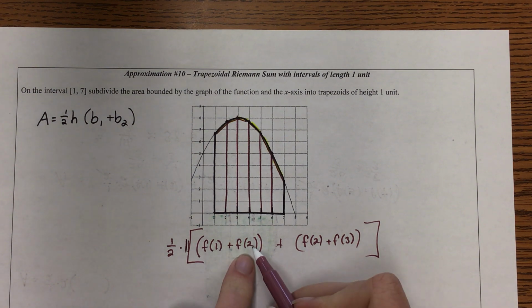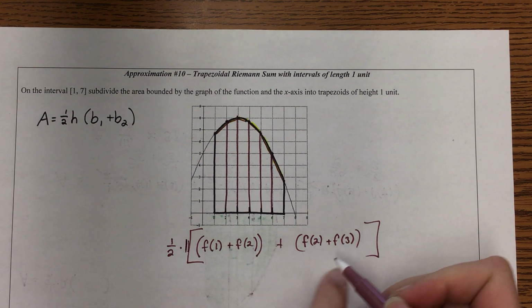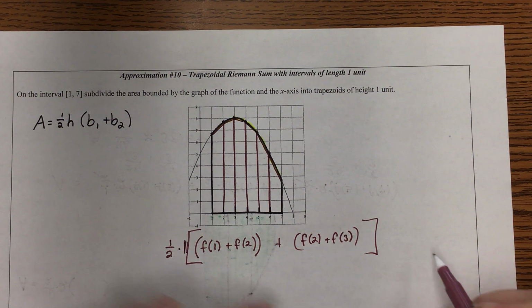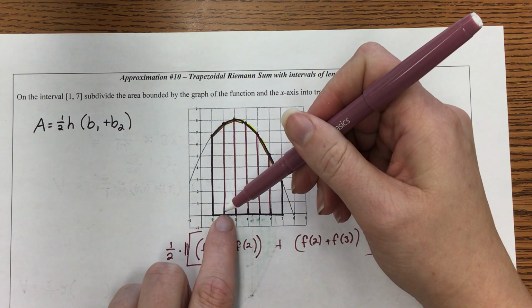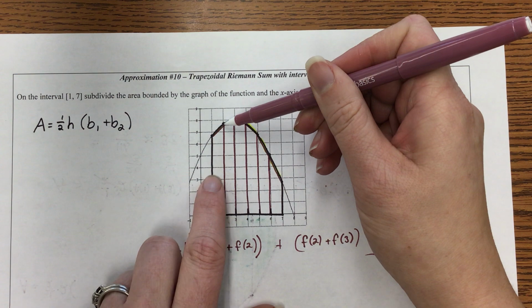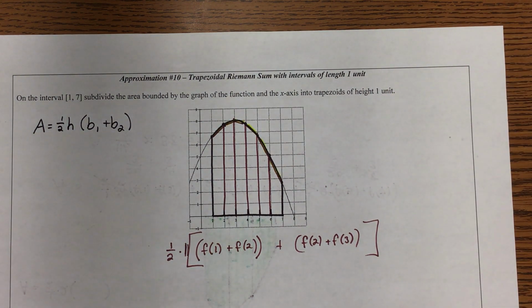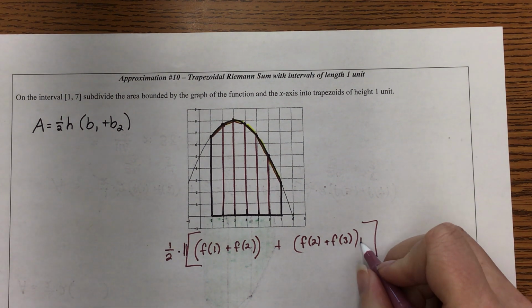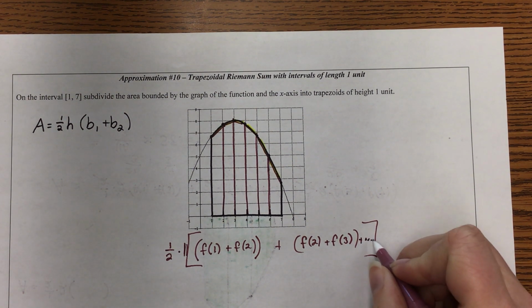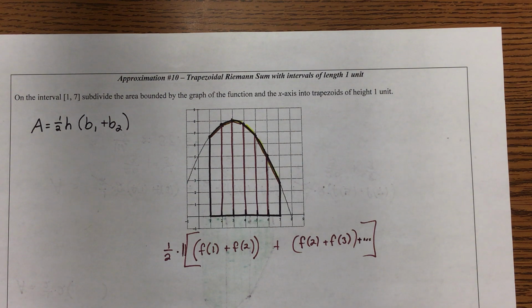And you might notice that f of 2 is going to show up twice, and f of 3 is going to show up twice, because f of 2 is the big base for the first trapezoid and it's the small base for the second trapezoid. So you get lots of repeats. There's more stuff in here, but I'm not going to take up more video time with it.